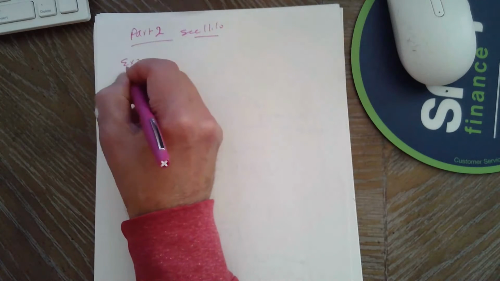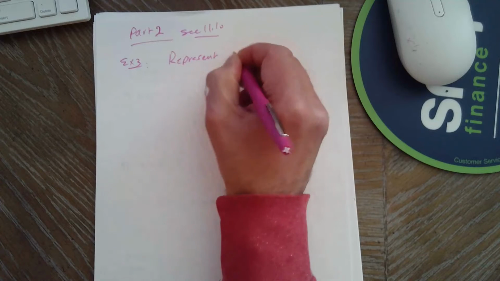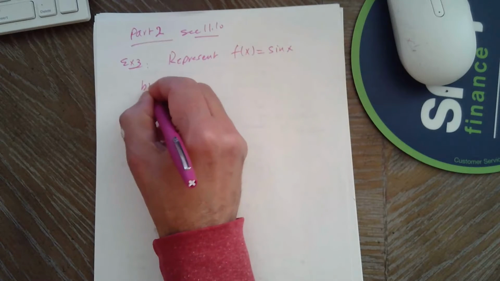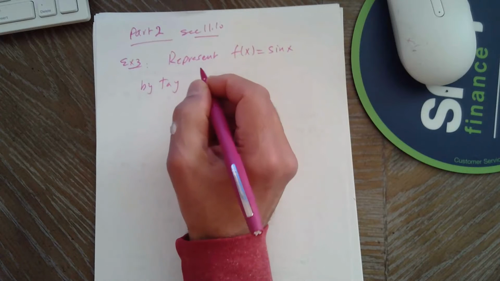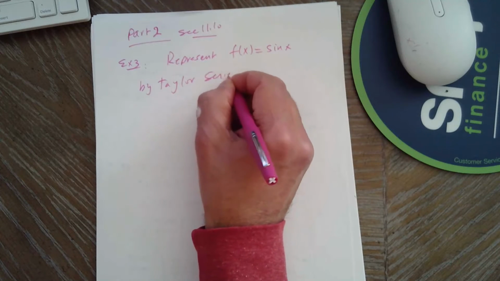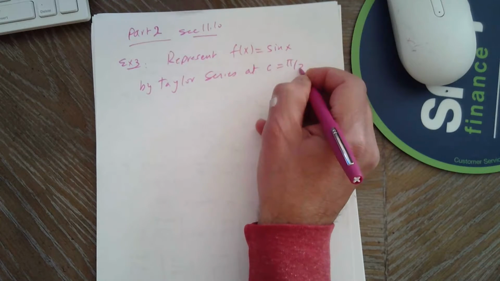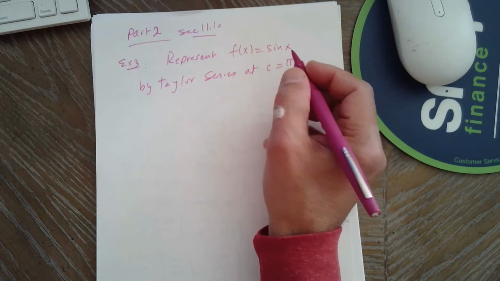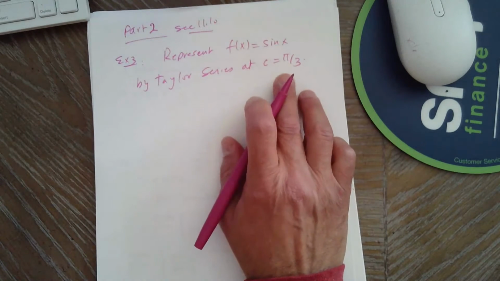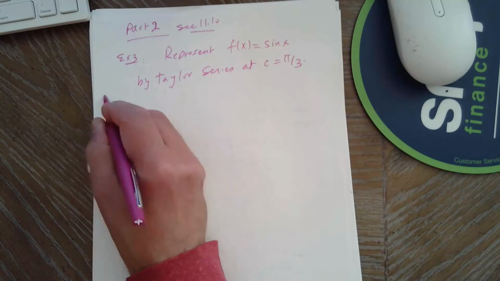So example 3 represents the sine function by Taylor series. All the ones on page 408 are Maclaurin series, so Taylor series centered at anything other than 0, in this case pi over 3. So we have the sine x Maclaurin series on page 408. That's different. That's the Taylor series at c equals pi over 3. So we know that f of x, so this is a solution.